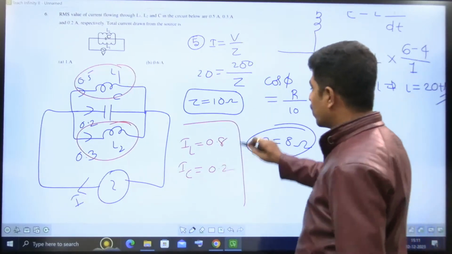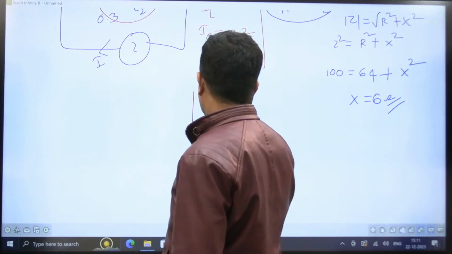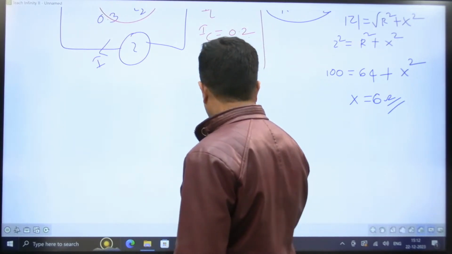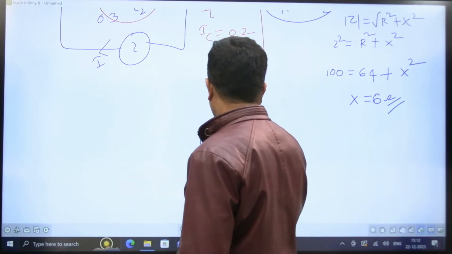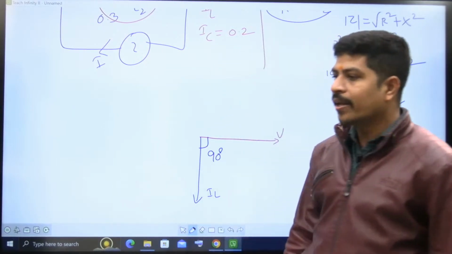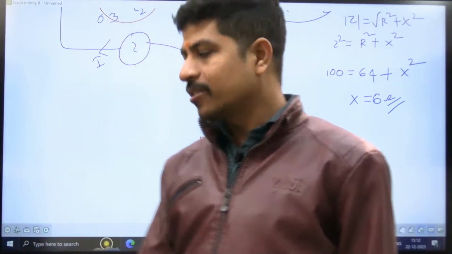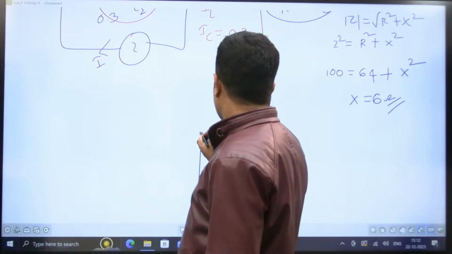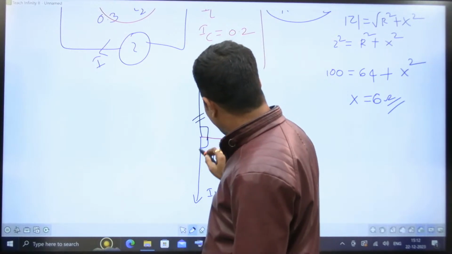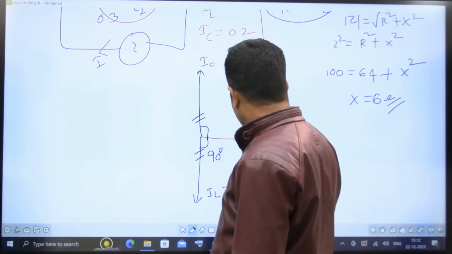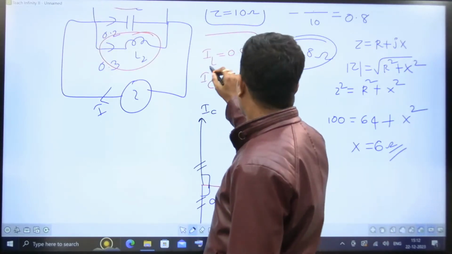If you know the phasor diagram relationship, suppose I take this as the voltage, and I'm taking an ideal inductor. The current through an ideal inductor lags behind the voltage by 90 degrees. In the same way, current through an ideal capacitor leads the voltage by 90 degrees. So if you see, this IC and IL are exactly opposite. So IL is 0.5 plus 0.3, which is 0.8, and IC is 0.2.